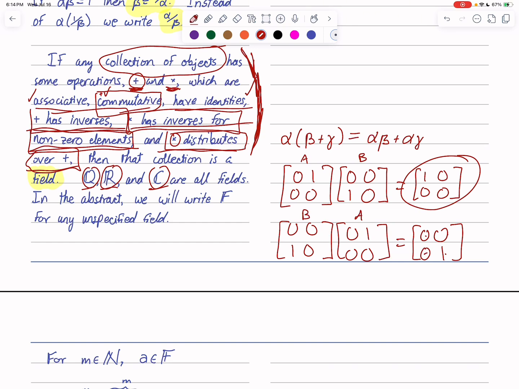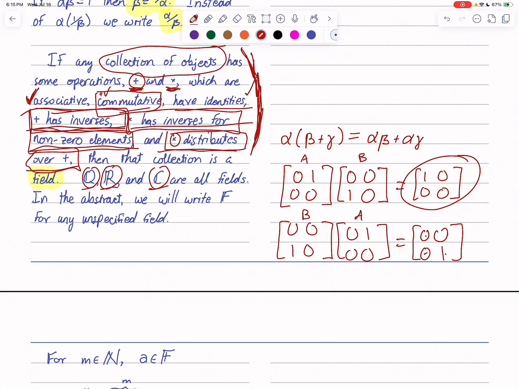Let's think about this. For integers, are addition and multiplication associative? Yes. Is it commutative? Yes. Do they have identities? Yes, 0 for addition and 1 for multiplication. Does addition have an inverse for everything? Yes, because if you take any integer, then its negative is also an integer, and that's its additive inverse. The integers have additive inverses, so it has that property.